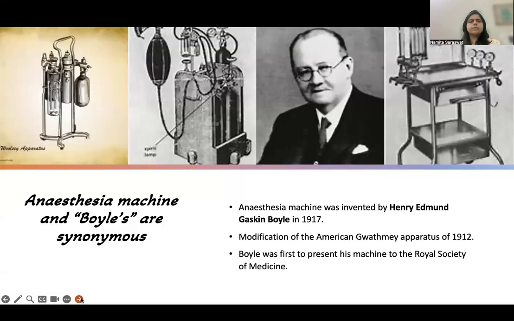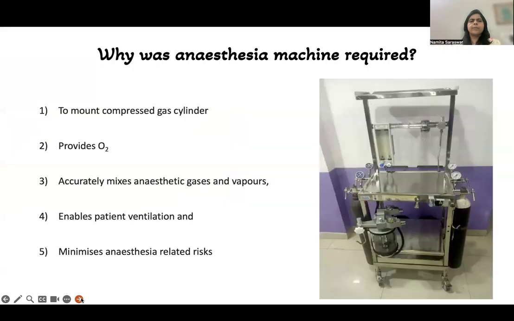As we all know, the anesthesia machine and Boyle's go as synonymous. The anesthesia machine was first invented by Henry Edmund Gaskin Boyle in 1917. It was a modification of the American Gwathmey apparatus, which was invented in 1912. However, Boyle was first to present the machine in front of the Royal Society of Medicine. So all the credit goes to Boyle's.